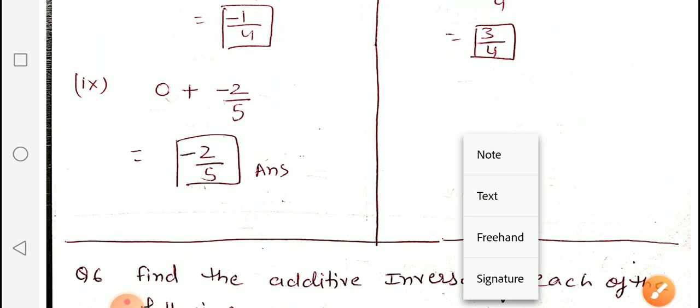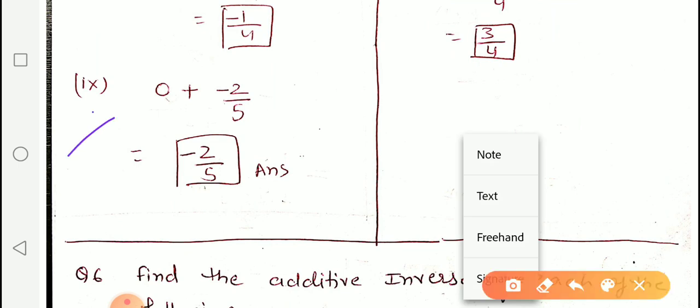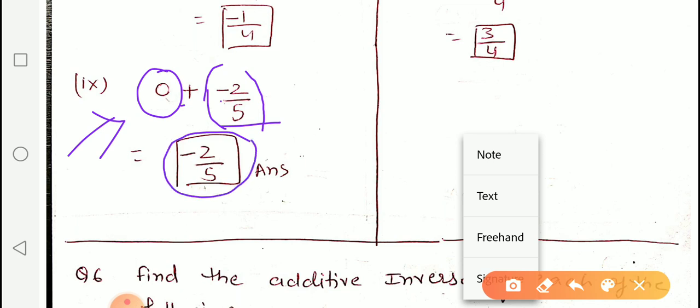Now part 9. Here 0 is added to -2 upon 5. Here we will make bracket because we cannot write two signs together. So whenever any number is added to 0, the answer will be same, that is that number only. So -2 upon 5 is the answer.